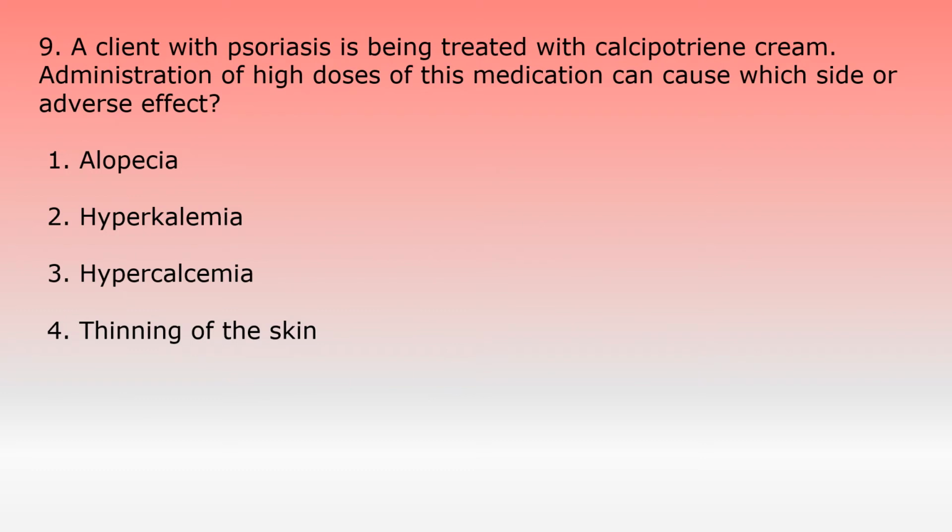9. A client with psoriasis is being treated with calcipotriene cream. Administration of high doses of this medication can cause which side or adverse effect? 1. Alopecia. 2. Hyperkalemia. 3. Hypercalcemia. 4. Thinning of the skin.